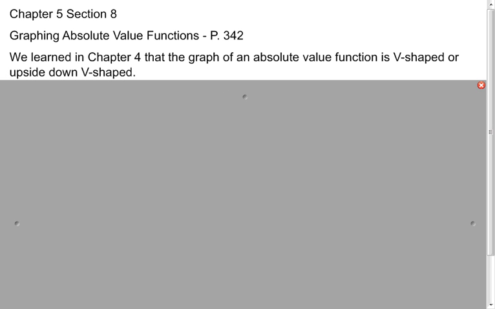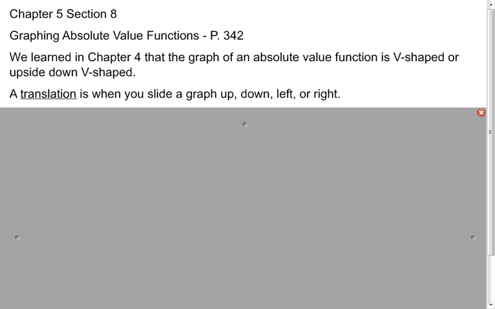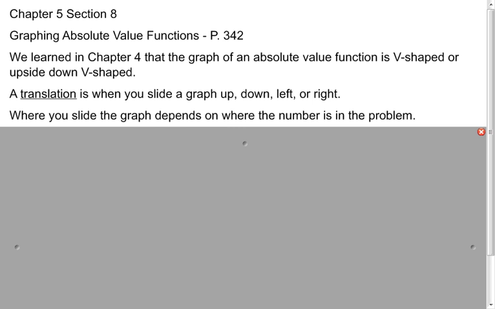We learned in Chapter 4 that the graph of an absolute value function is V-shaped, or it can be upside down V-shaped. We'll use that information again today. A translation is when you slide a graph up, down, left, or right by adding something or subtracting something to your equation. So we're going to take the absolute value function and translate it. We're going to slide it up, down, left, and right on our graphs. Where you slide your graph depends on where the number is in the problem, and I'll give you those details here in a second.